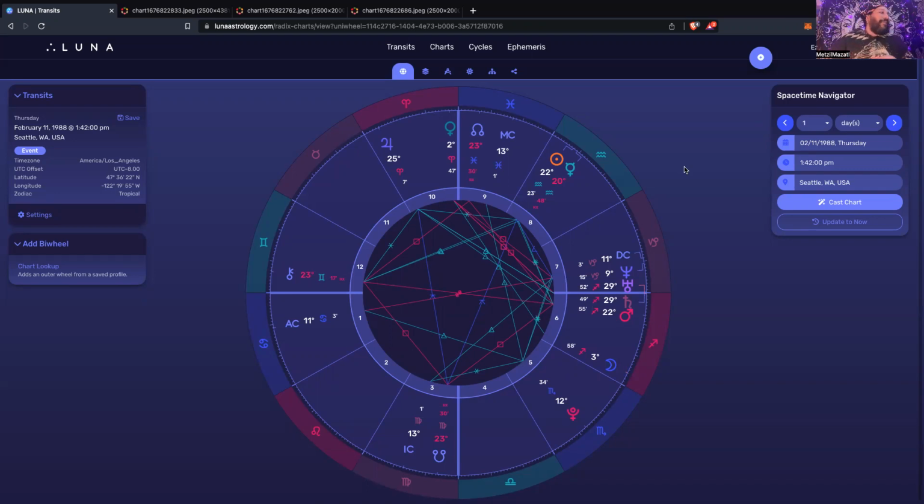So first, I want to go into what I have written down on the actual astrology chart, and then we'll observe the human design chart.